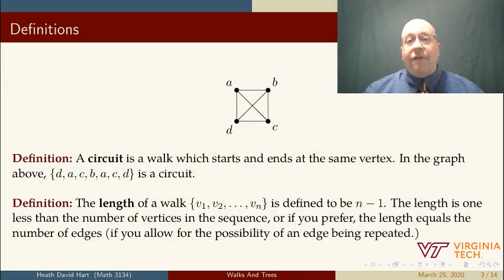A circuit is a walk that starts and ends at the same vertex. In the graph above, DACBACD is a circuit. It starts at D, goes up to A, down to C, up to B, over to A, back down to C, and then over to D.